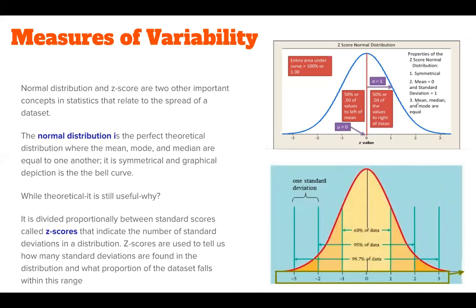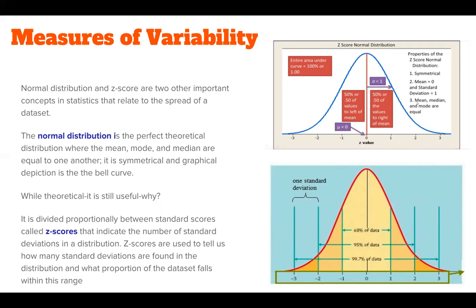And that concept of the standard deviation relates to the last 2 concepts that we're going to discuss, which are normal distribution and z-score. These aren't really measures of variability, but they are important concepts that relate to variability. The normal distribution is the perfect theoretical distribution where the mean, mode, and median are perfectly equal to one another. Graphically, this looks like that symmetrical bell curve. You've probably seen this image in textbooks. It's considered theoretical because it usually doesn't really exist in real data and real research. It's extremely rare to get this perfect normal distribution.